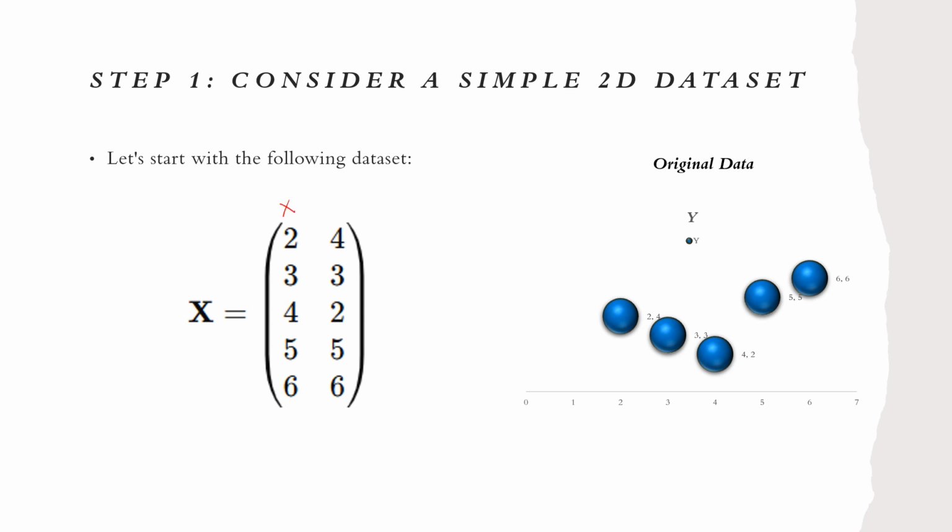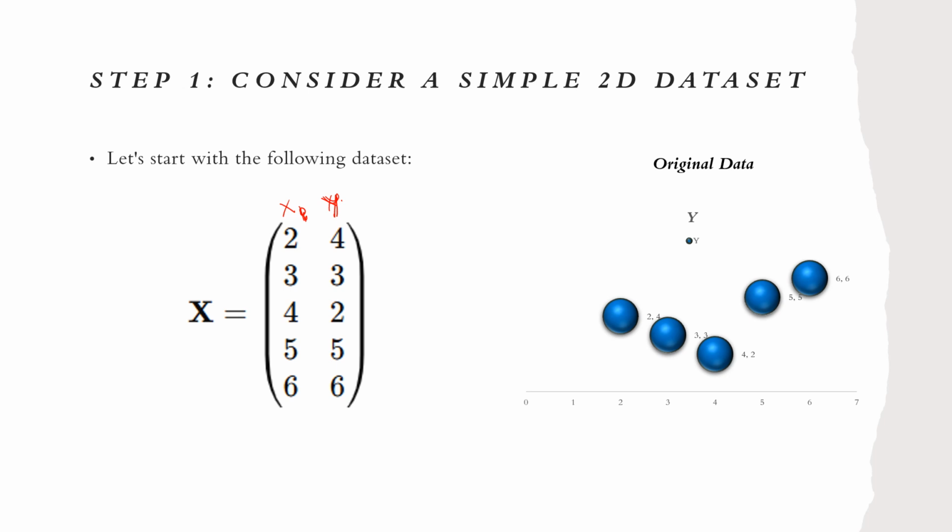So let's say this is x1 and this is x2, or I can say x and y. So let's say this is x and this is y. If I plot this, I'll get this first data point, that is 2, 4. This is my second data point, that is 3, 3. Then this is my third data point, that is 4, 2. Then the fourth data point, that is 5, 5.